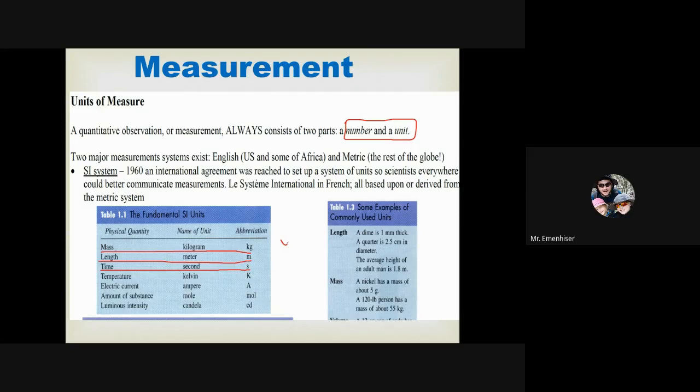The other one that you need to know is volume. Volume is measured in liters. Okay, this is called the metric system, or the SI system, System International. So metric system, SI system. It's used by all but 3 countries in the world.